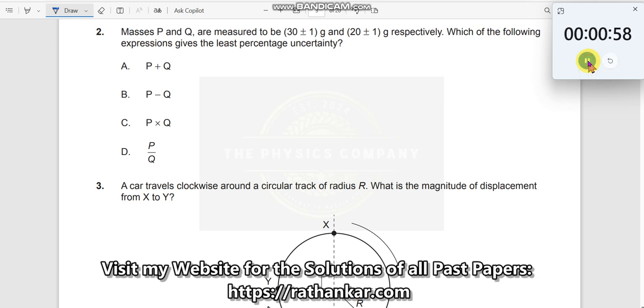Question number 2. Masses P and Q are measured to be 30 plus or minus 1 gram and 20 plus or minus 1 gram. Uncertainties are given. Which of the following expressions gives the least percentage uncertainty? Least percentage uncertainty. So what we need to do?